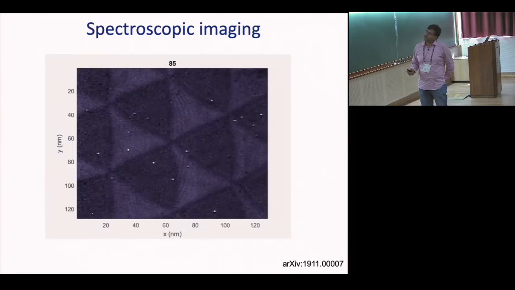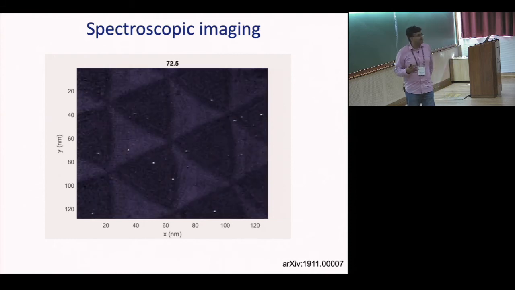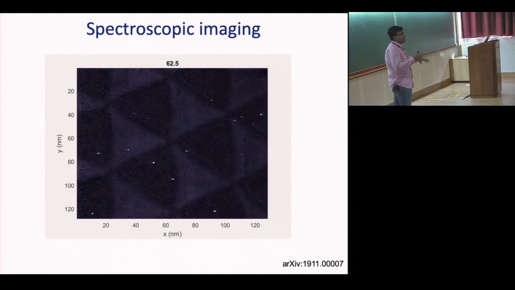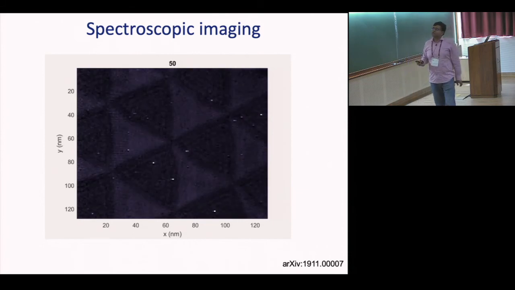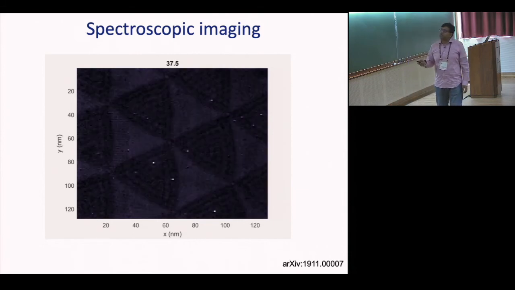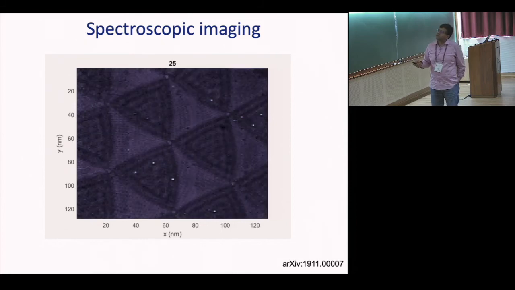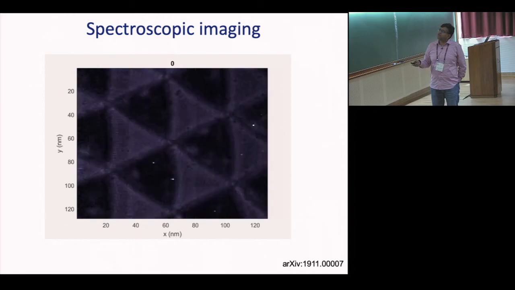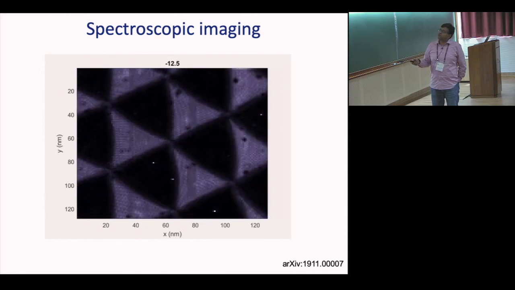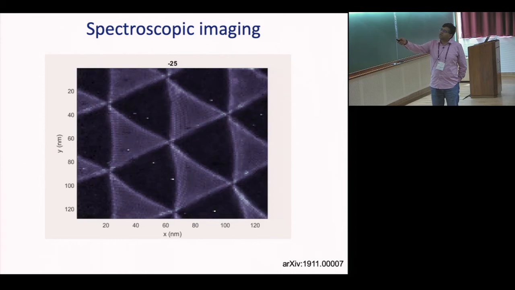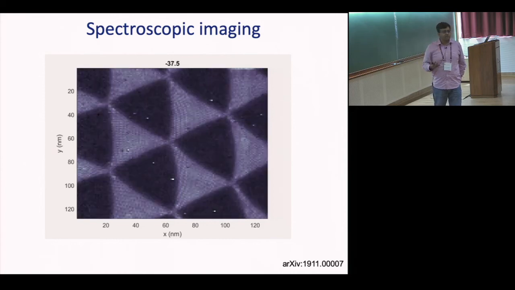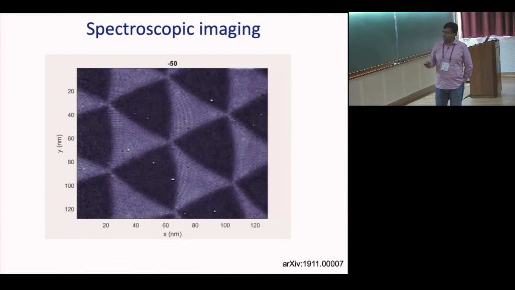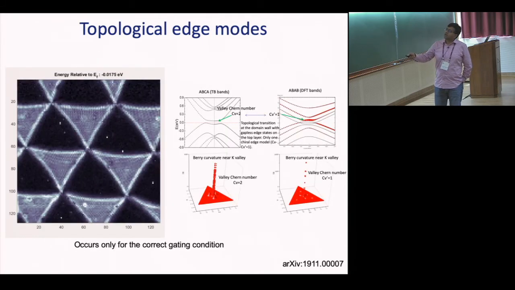I'll just say that in this system, there is yet another beautiful aspect of this interface between rhombohedral and Bernal graphene, which you can see when you look at this local density of states image movie. These are movies of what the wave functions look like at different energies. I want you to focus on one particular energy right there, where you see beautiful edge states at the boundary between the ABAB and ABCA graphene.